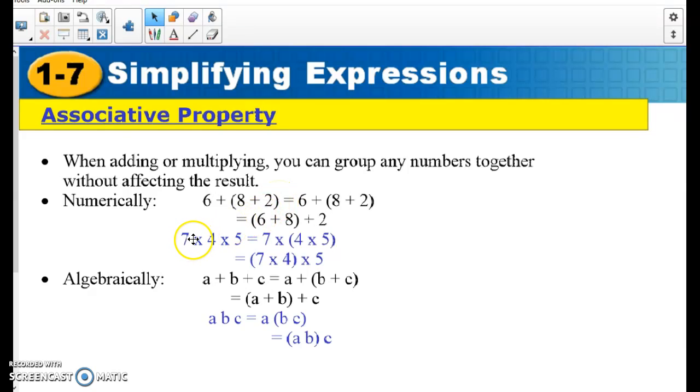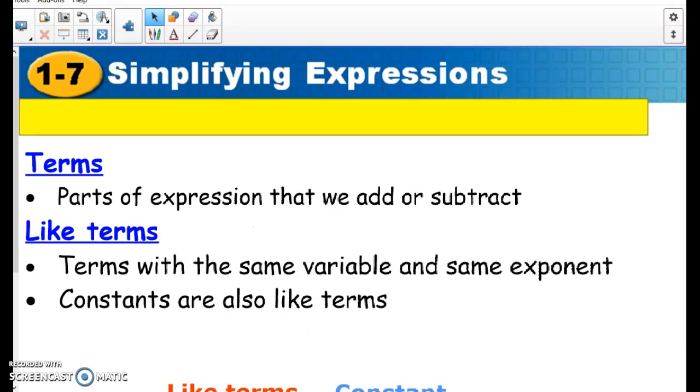Kind of the same thing here, 7 times 4 times 5. Order of operations would say I would do 7 times 4 first, but here we have the parentheses around the 4 and the 5. It doesn't matter when I multiply all those numbers, it's going to end up with the same answer. And then again, this only works for addition and multiplication. Subtraction and division are going to be different.